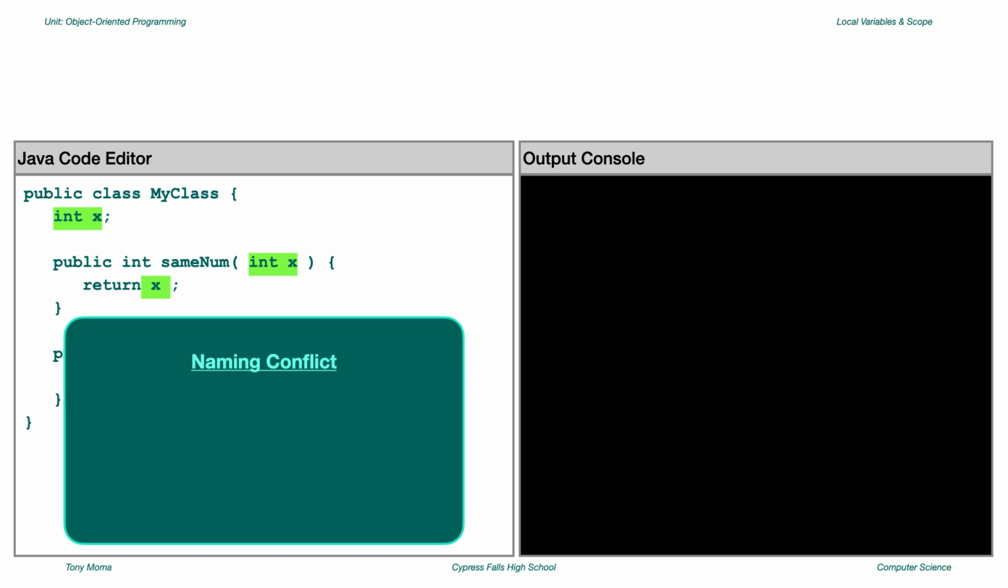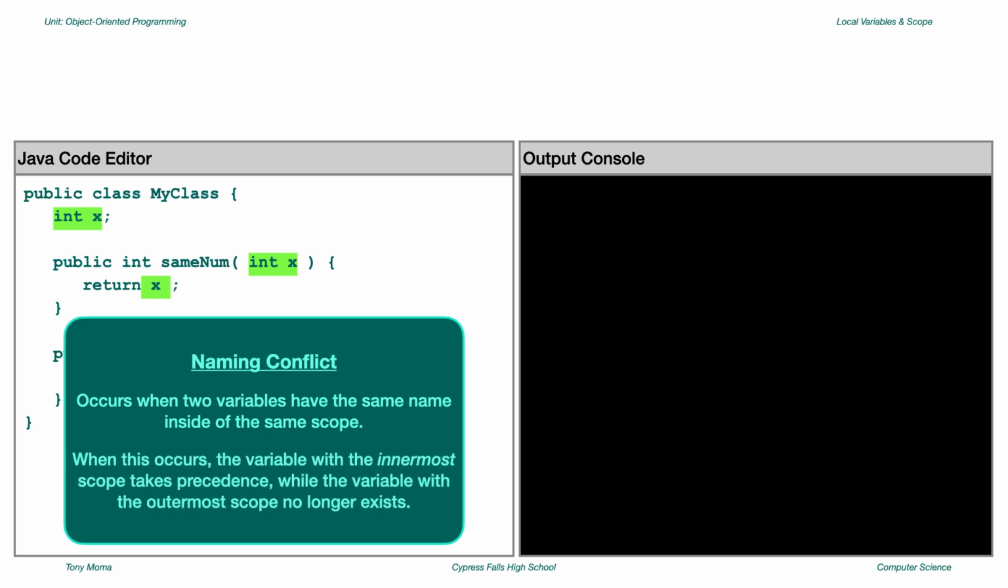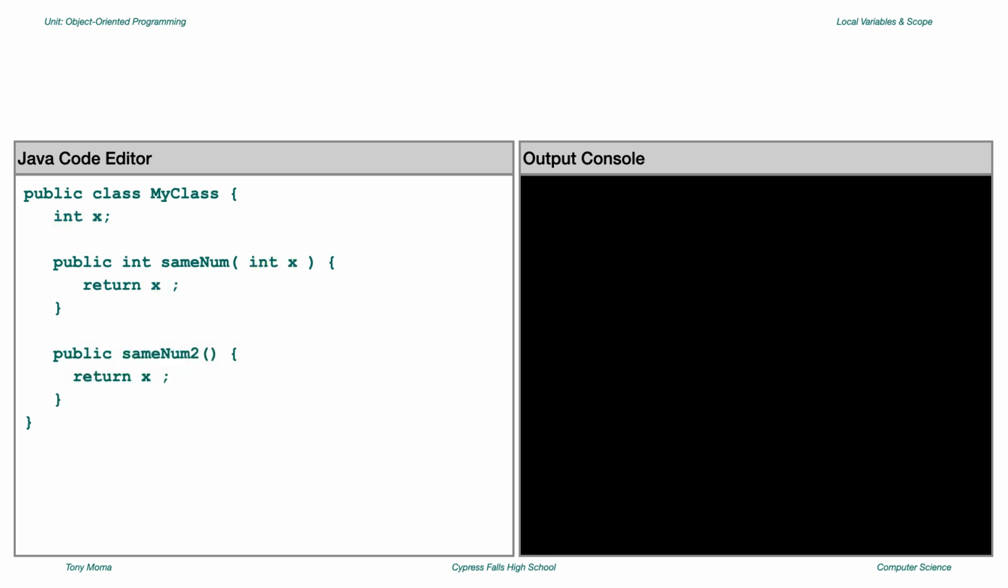This is an example of a naming conflict. A naming conflict occurs when two variables have the same name inside of the same scope. When this occurs, the variable with the innermost scope takes precedence, while the variable with the outermost scope no longer exists. So, what do I mean by that?